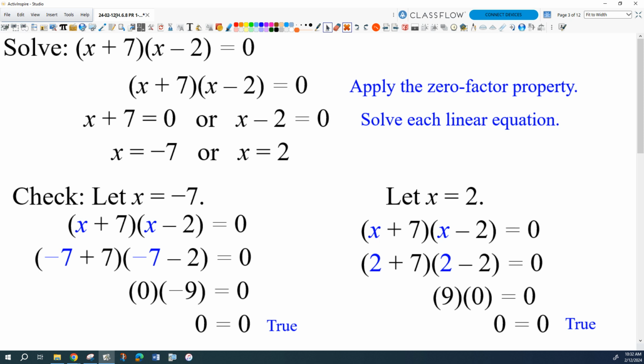And then whenever you're solving equations, especially on a test, you should always check your solutions, right? Make sure they work. If I plug -7 in, obviously that's going to work because I'm going to get -7 plus 7 is 0. 0 times anything is 0. Check 2. Well, that's going to give me some number times 2 minus 2 is 0. So it works. Okay. Try another one.